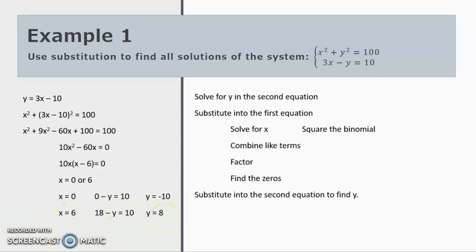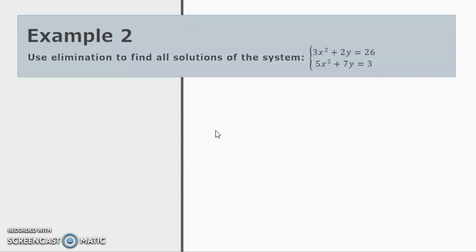Okay, so let's take a look at another method for solving these systems. In example 2, it says to use elimination to find all the solutions of the system. Notice the system that they gave is this one. See how the x's are both squared, the y's are both to the first power.